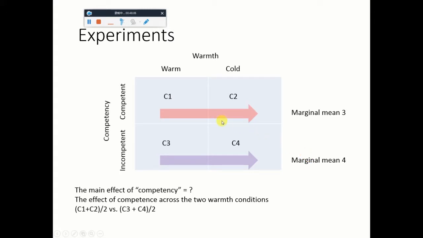And of course, we can work out the formula very easily between these two means. That is, because marginal mean 3 will be the mean between these two averages, right? So we have C1 plus C2 divided by 2. That will give us this marginal mean. And then we can use C3 plus C4 divided by 2 to represent this marginal mean. And then we work out if there's any difference here. If marginal mean 3 is larger than marginal mean 4, that suggests the person described as being competent, regardless whether he is warm or cold, because it's a mean across these two conditions, as long as this person is considered competent, will be perceived as more friendly than when this person is described as incompetent.